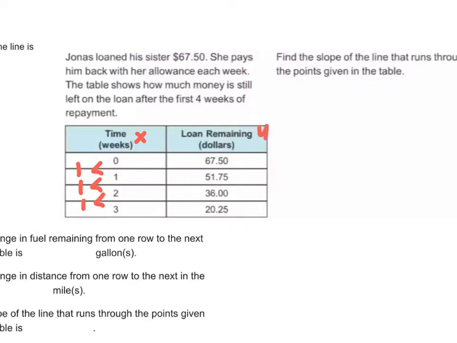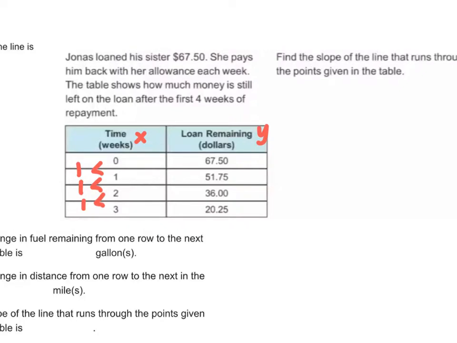And we're going to call this part the y value, and we've got to figure out how these change. These numbers are kind of hard. Going from 67.5 to 51.75, doing that math in my head is a little tricky. So to figure out the difference between the two, I subtract 51.75 from 67.5. Let me do that real quick.